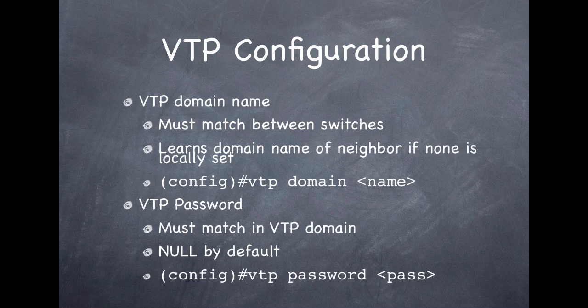The domain name is very easy to configure. Simply type VTP domain and then whatever the name is in global configuration mode. Likewise, the password, which is stored in an MD5, must match between switches in the same VTP domain. It is null by default. The version number is simply the version of VTP you want to use, which I will explain next.